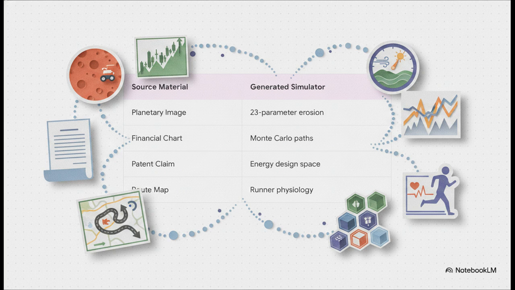Give it a super dense, text-heavy patent claim, and it creates a parameterized design space simulator for modular energy storage, literally translating independent claims into invariant constraints and dependent claims into conditional logic. Or input a marathon route map, and it builds a simulator modeling a runner's physiology and the course dynamics based on elevation and weather. It basically takes flat, dead inputs across virtually any domain and builds these multidimensional interactive sandboxes. It's like magic, but it's just really good math.